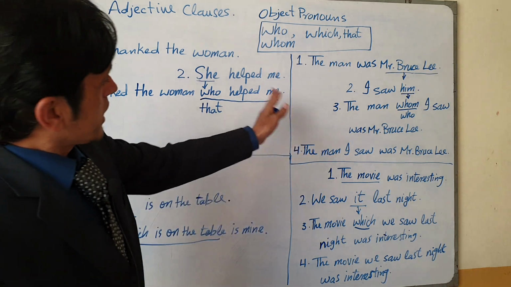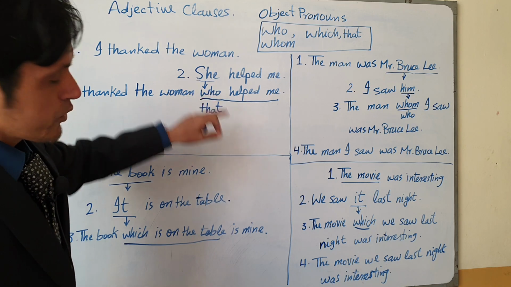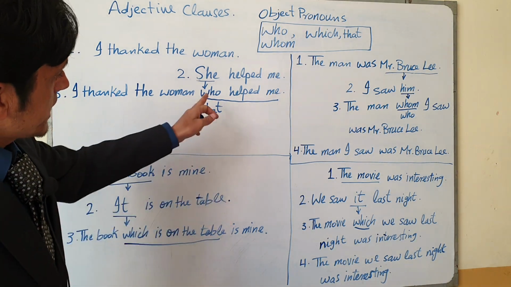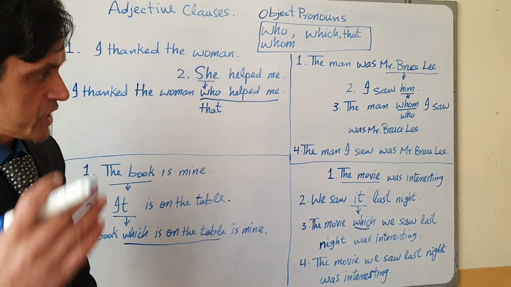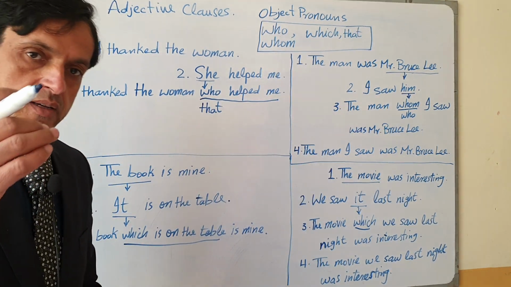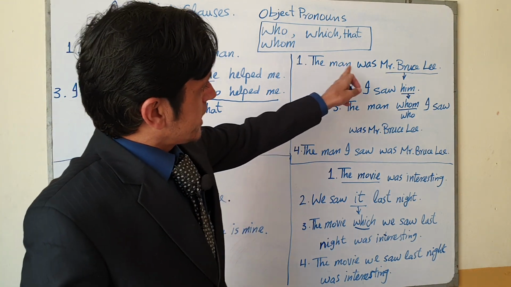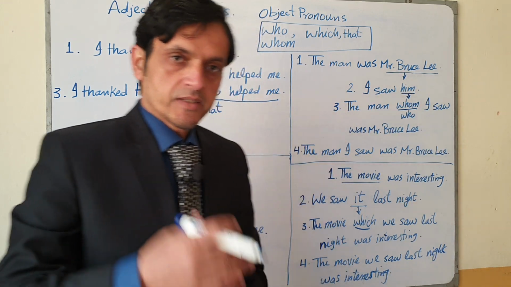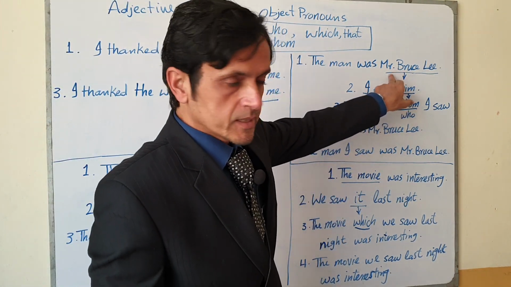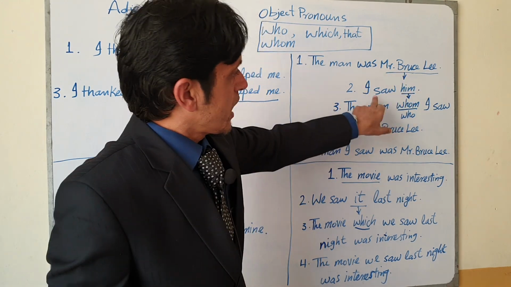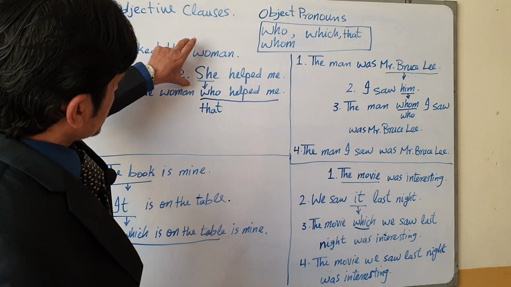Okay, now here we compare this one with this one. Here we have used this pronoun in the subjective case, but its objective case is whom, and whom we use in an adjective clause for the objective case. For example, the man was Mr. Bruce Lee. This is an independent clause. I saw him. Him is Mr. Bruce Lee. This is also an independent clause. Likewise, these are two independent clauses.